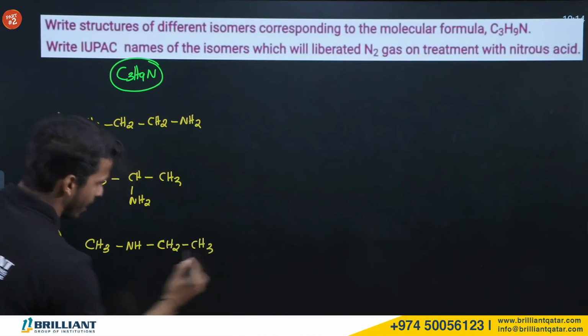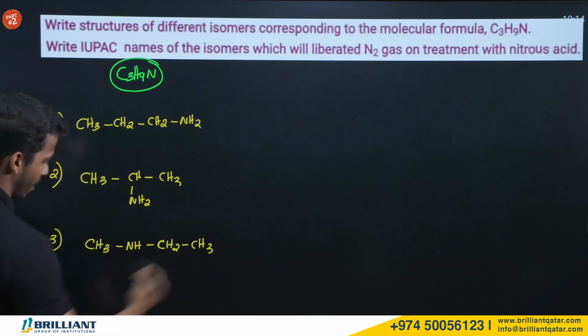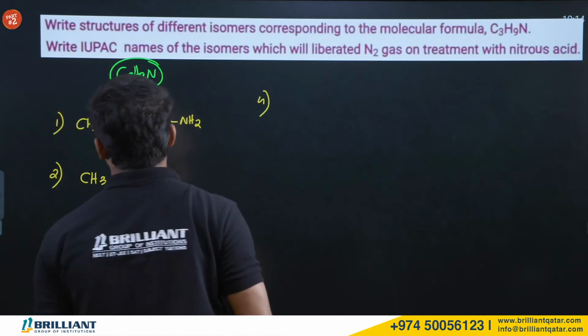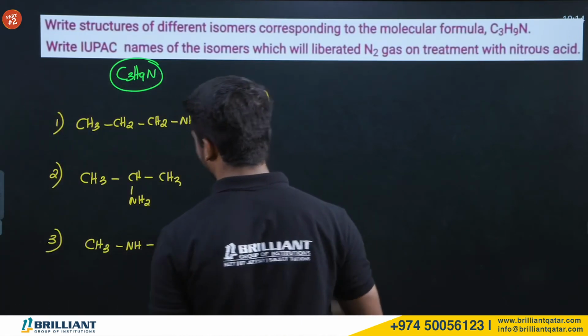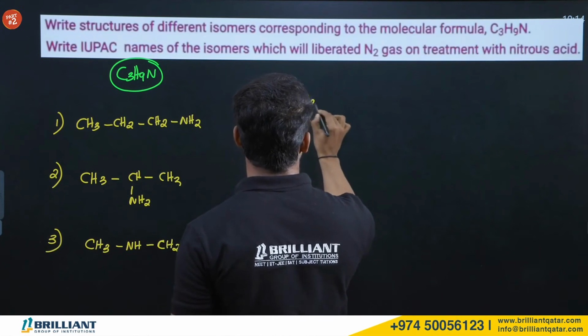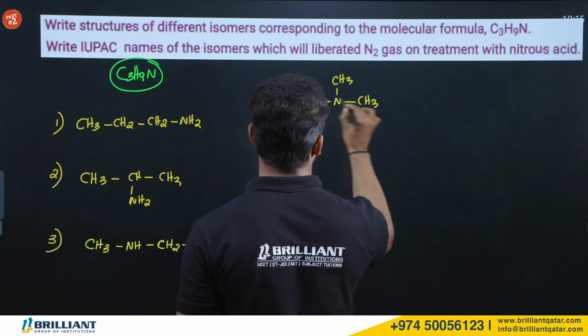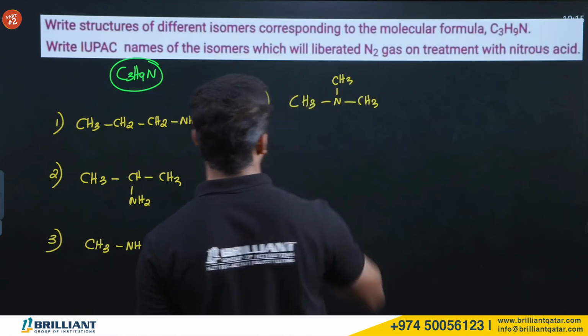Third one, CH3, NH, CH2, CH3. It's a secondary amine, right? N-methyl ethanamine. I think one more structure is possible for the same formula C3H9N. How is it possible? We can place it like CH3, N, CH3 and CH3. This is called N,N-dimethyl methanamine.